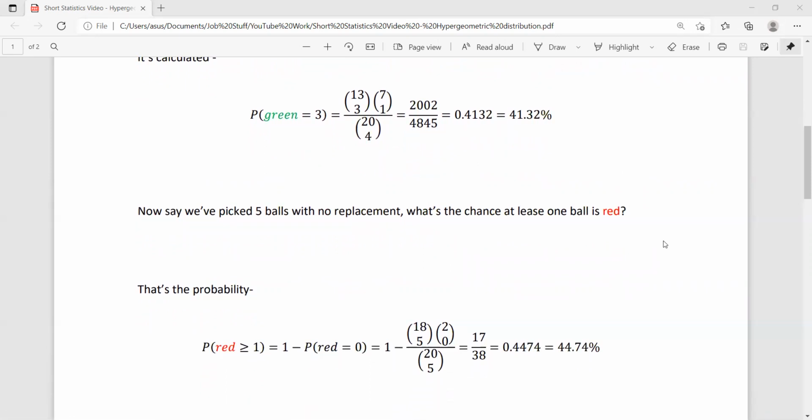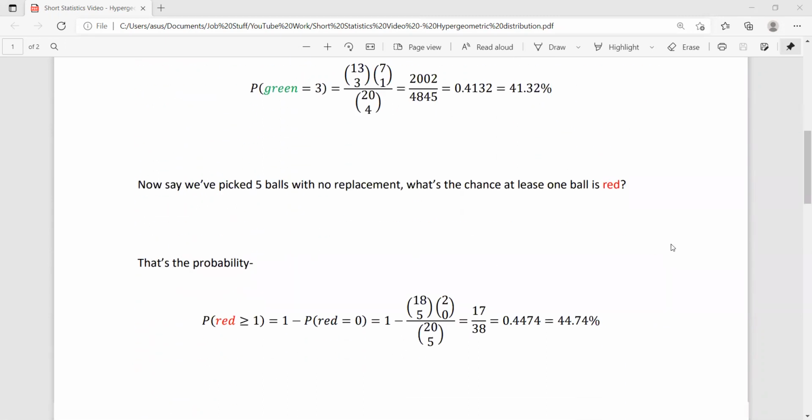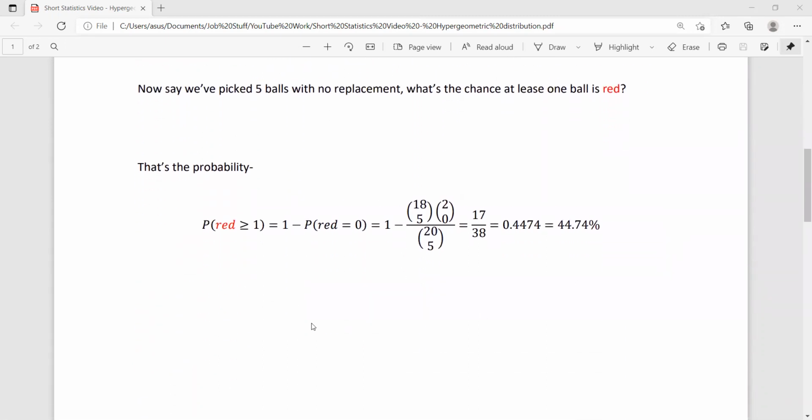What's the chance that at least 1 ball is red? So we have only 2 red balls, right, and 18 non-red balls. So what we're looking for is the probability for red to be 1 or more, which is 1 minus the probability for 0 red balls pulled.